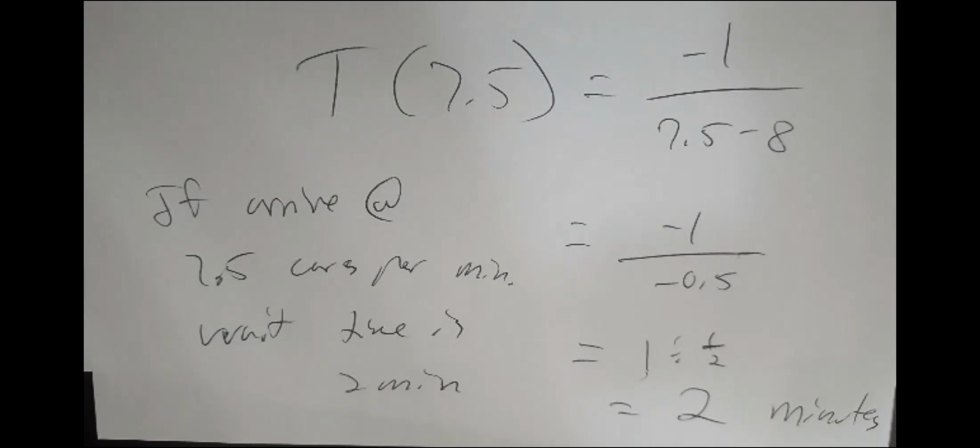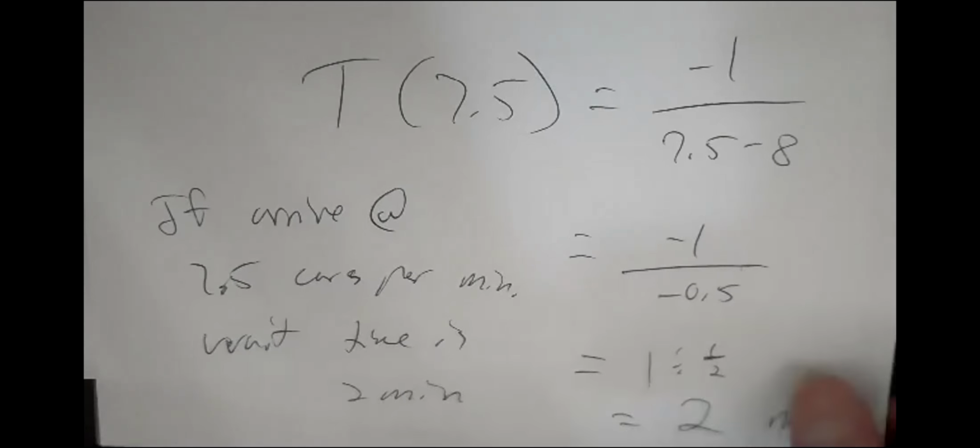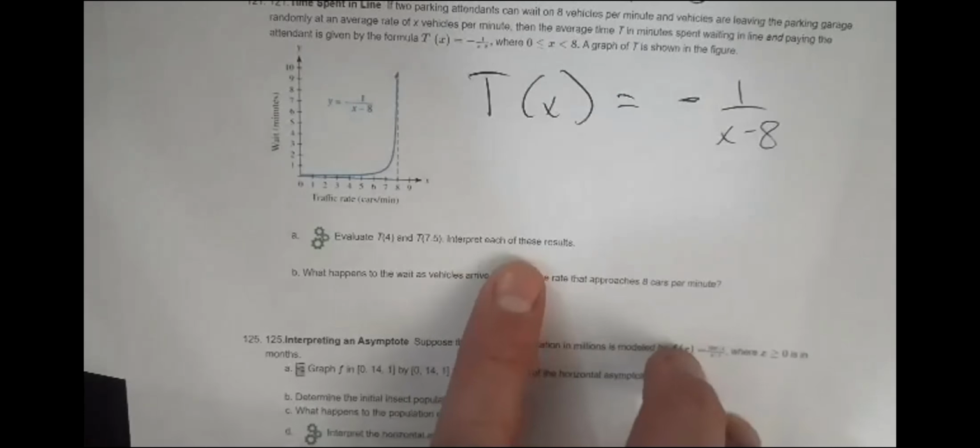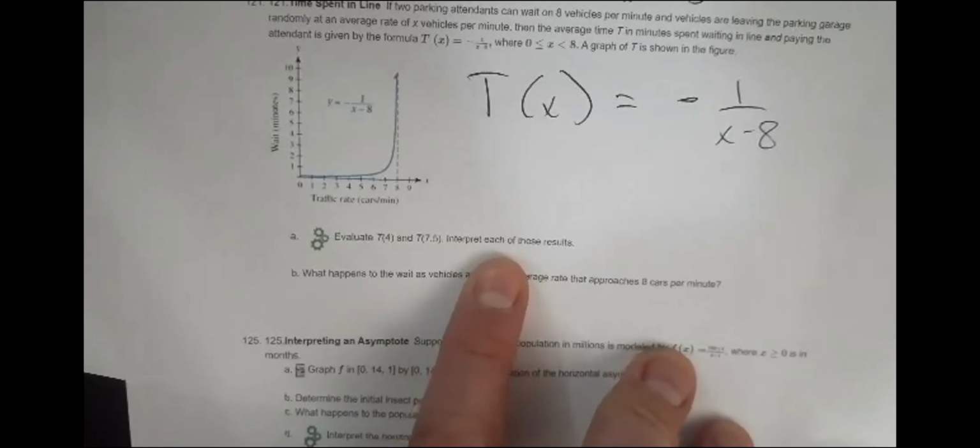So what happens if we do 7.9? How long are we waiting? I think it's 10 minutes then, right? We do 7.99, how long are we waiting? 100 minutes, I think. So they want you to keep plugging stuff in. Evaluate these two and interpret each result.